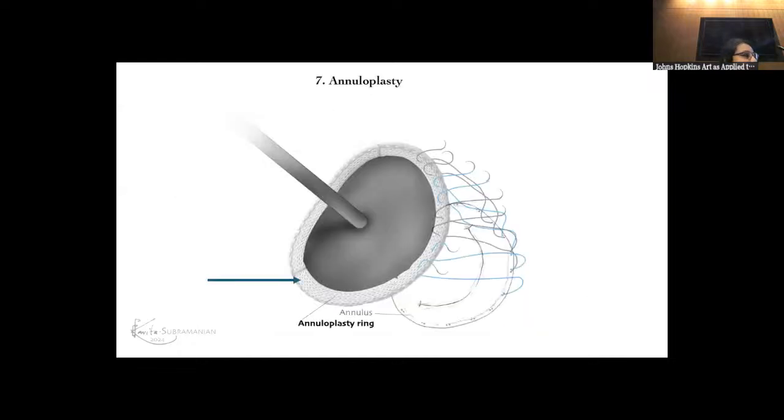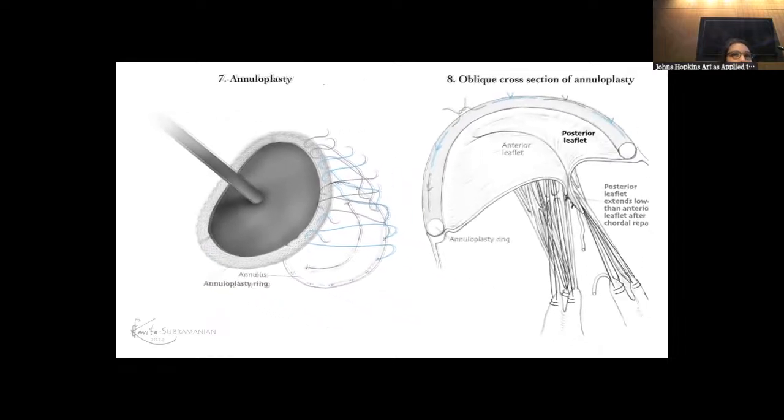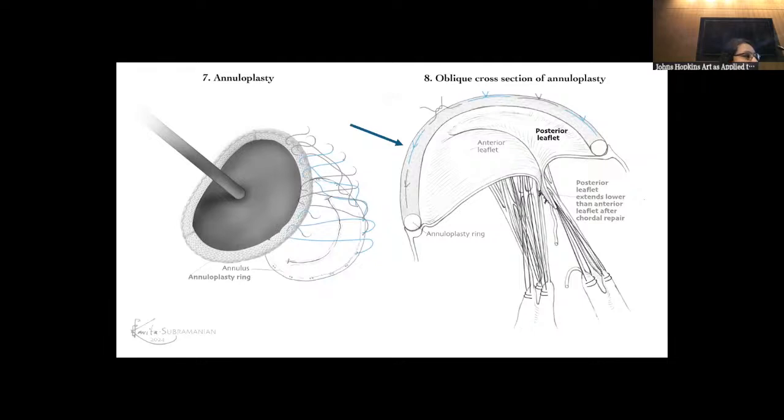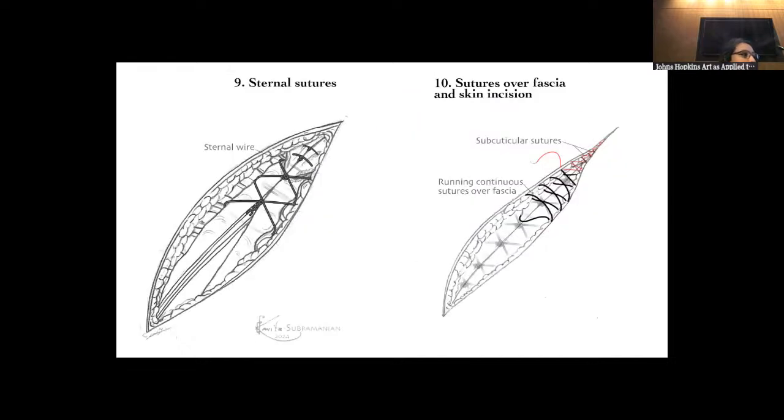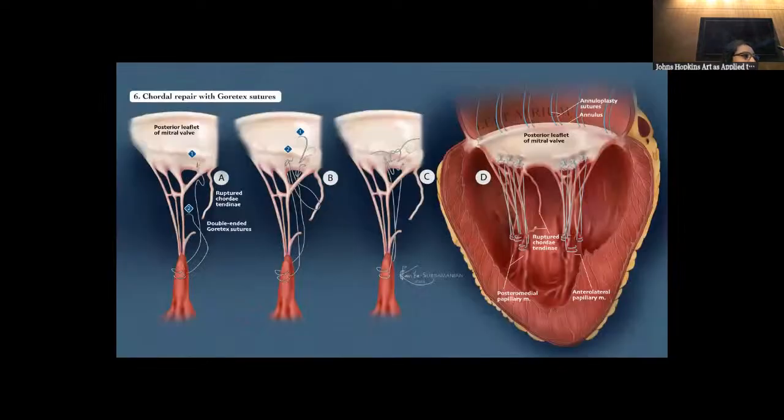The annuloplasty ring or synthetic annulus is sized and inserted using the sutures placed earlier. The synthetic annulus is tied down. This cross-section also shows that the posterior leaflet will extend lower than the anterior leaflet after the chordal replacement. The sternum is wired together with sternal wires. The fascia is sutured, and the skin incision is closed with subcuticular sutures. This is my rendered illustration of the chordal replacement in the mitral valve repair. Thank you kindly. I can now take feedback and questions.